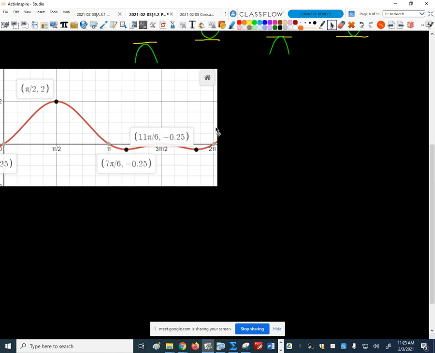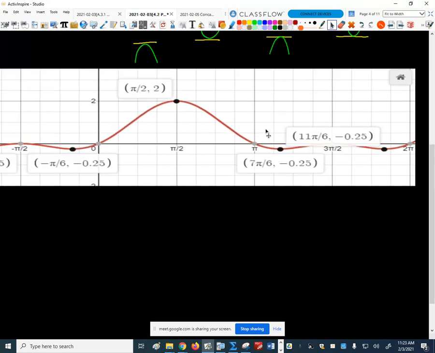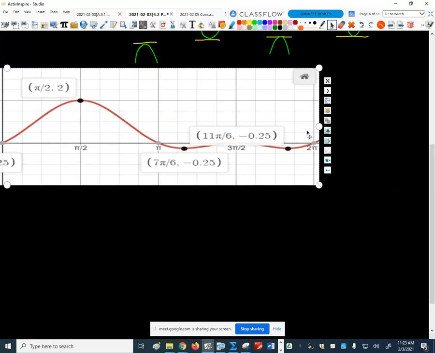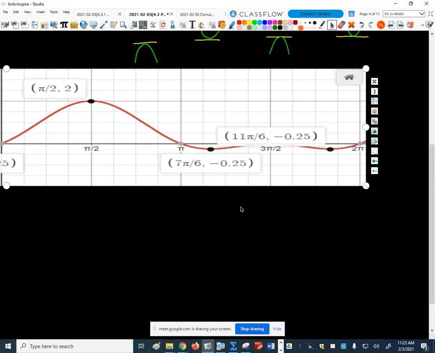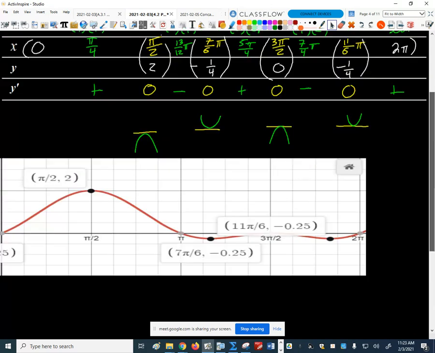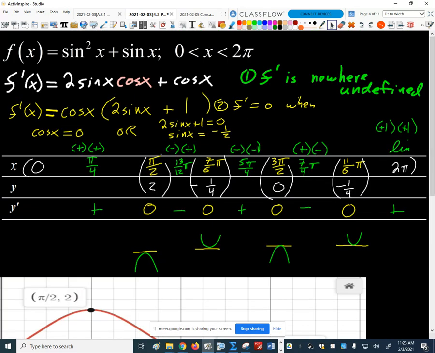So ours just does this. See, I know we did that right. Right, ours is just doing this. So look, we got extrema at, there's our pi halves, there's 3 halves. There's our 7/6 pi, there's our 11/6. Okay, got it right. Okay, questions?